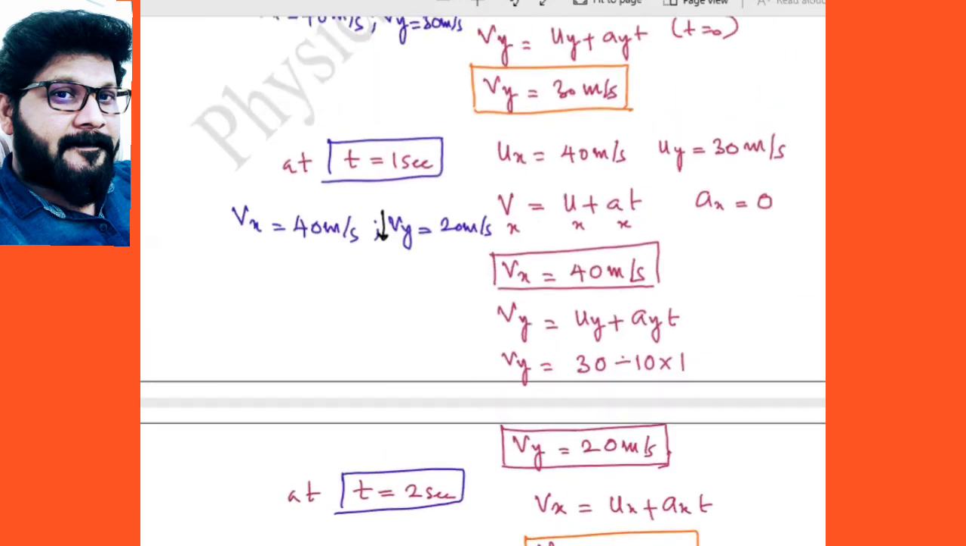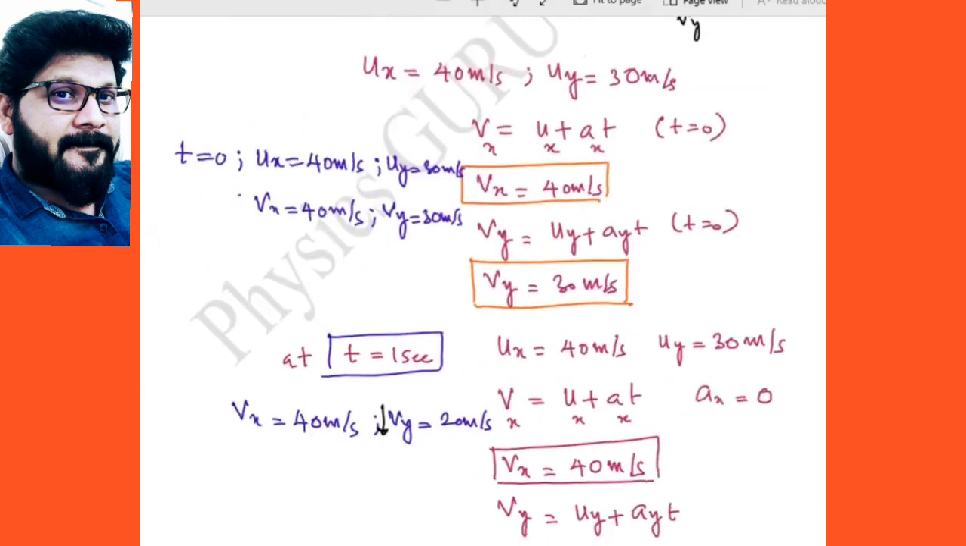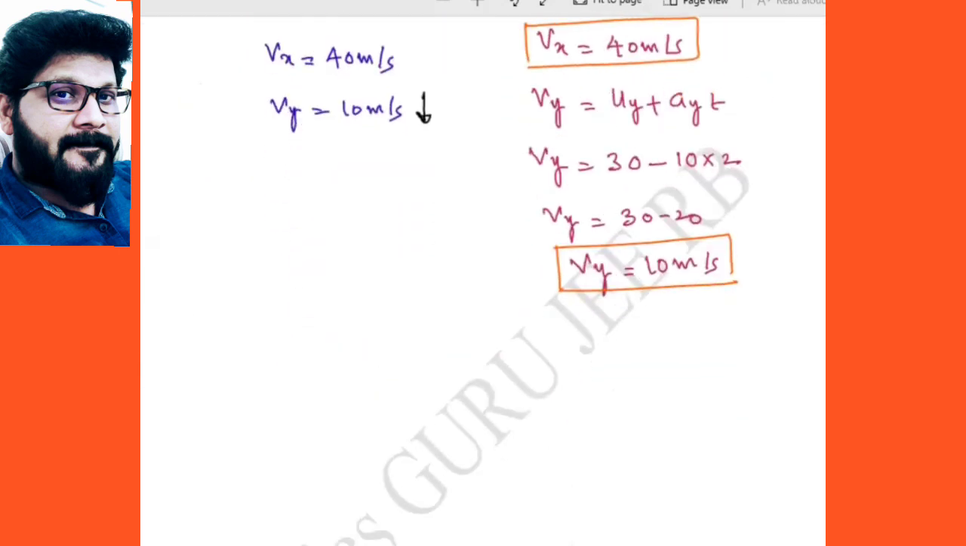Now, is it clear till this point? Anybody, any doubts? Here it is 40 meter per second and this is 10 meter per second. Now I want at 3 seconds. So we should calculate 3 seconds. I am leaving it to you. Now come on, calculate for 3 seconds and tell me the answer fast.